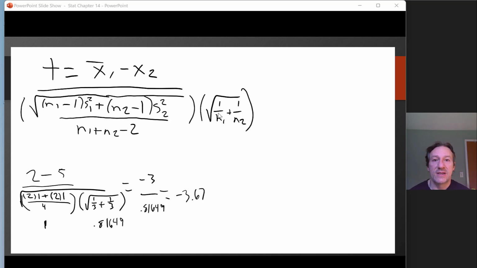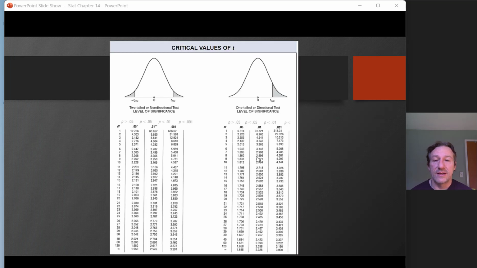Then it's going to be times the 1 divided by the N of each group, so 1 divided by 3 plus 1 divided by 3, square root of that, because it's 0.81-ish, 0.82. We take that times this pooled standard deviation, which was 1. And so we have -3 divided by that 0.816, and we end up getting a -3.67. Again, you're not going to have to do this by hand, but I'm just kind of showing you how these work. You would get this number, and then you would go to the chart that we looked at last time.